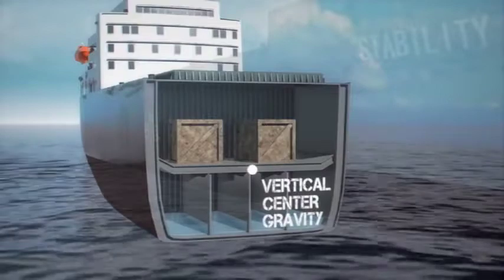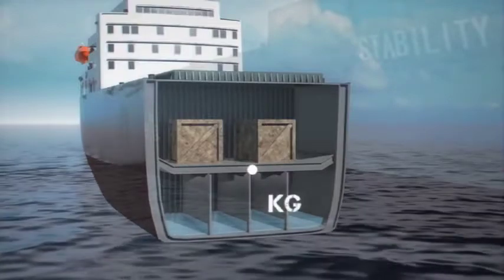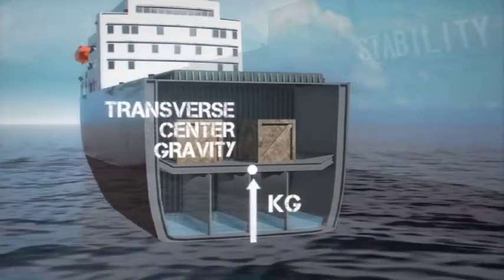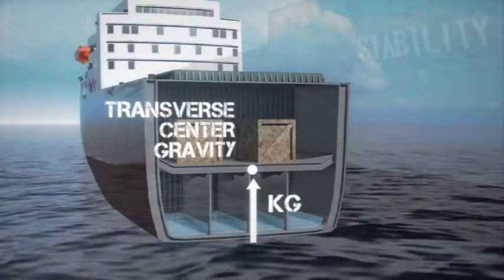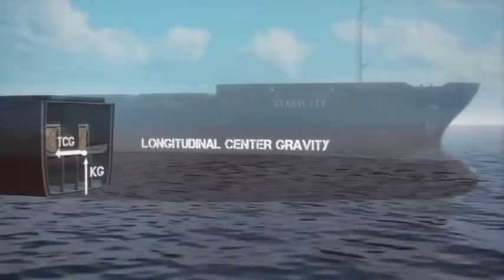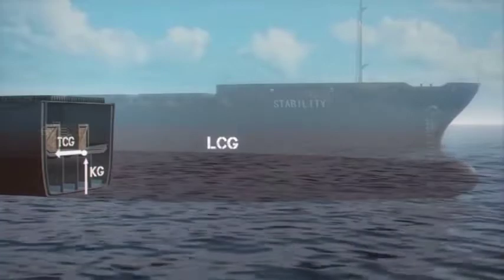Because it is a point in three-dimensional space, there are three coordinates used to describe its position. The vertical center of gravity, or VCG or KG, is measured upward from the keel. The transverse center of gravity, TCG, is measured from the center line. The longitudinal center of gravity, LCG, is usually measured from the forward perpendicular or from midships.